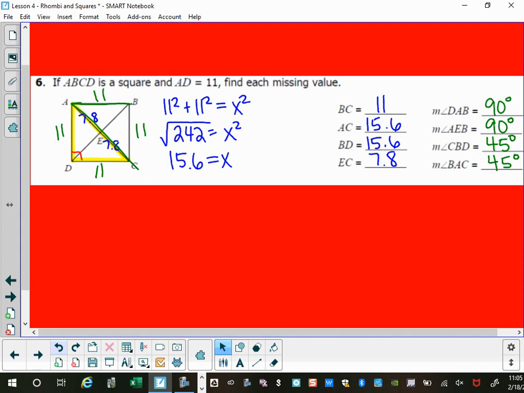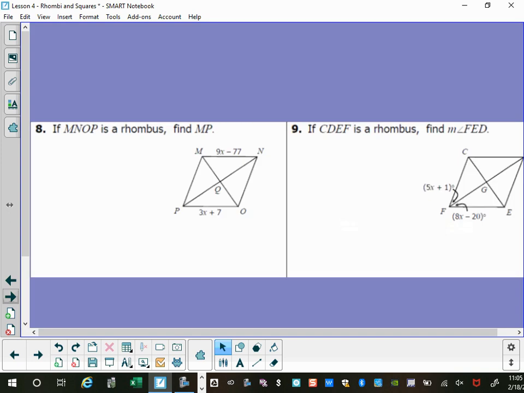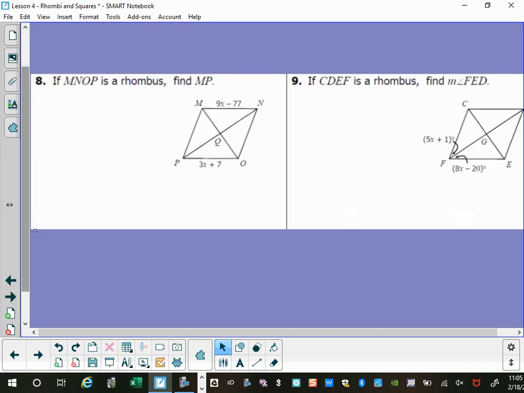All right, let's skip to number 8. I don't want to run out of time. In number 8, it says, if MNOP is a rhombus, then find NP. All right, it's a rhombus. So what's special about these sides? They're equal to each other.